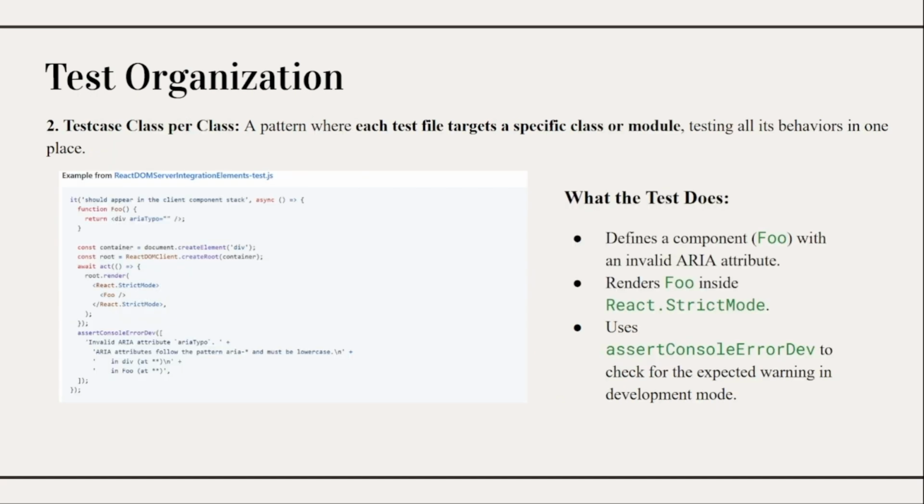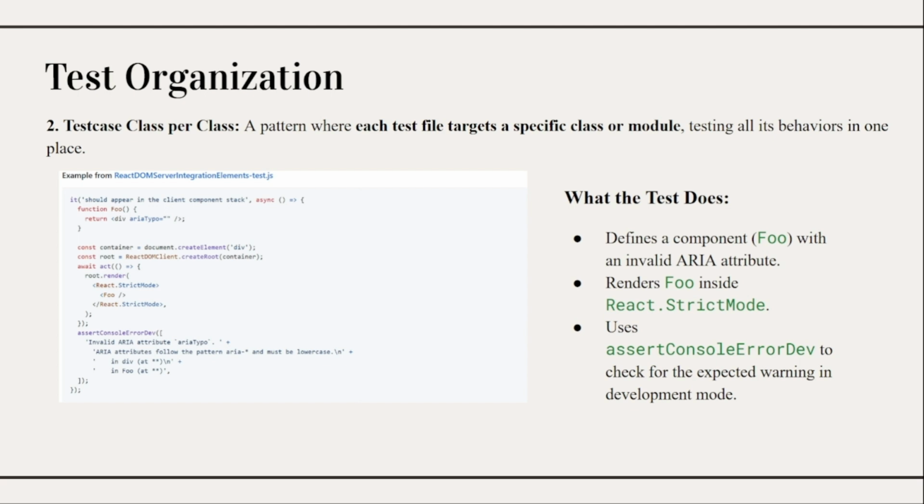Next, we have test case class per class. It's a test organization style where each test file is focused on a single class or module, making it easier to test all of its behaviors in one place. In this example, we have a component called Foo that uses an invalid ARIA attribute, specifically ARIA type, which doesn't follow the proper naming pattern.